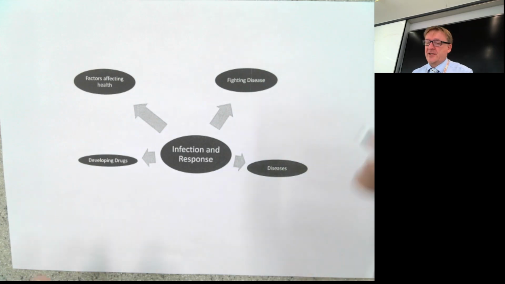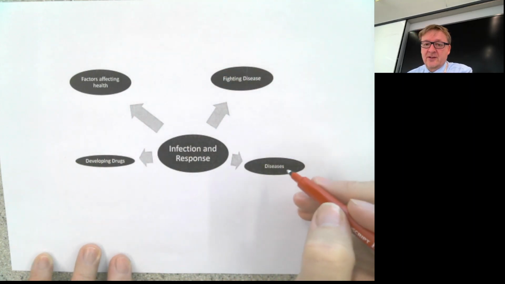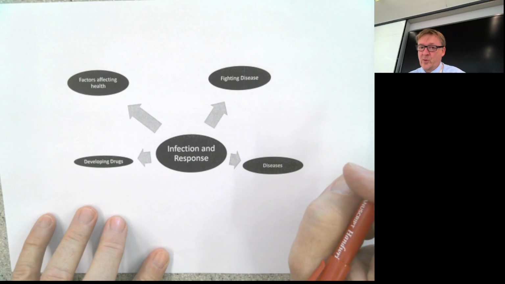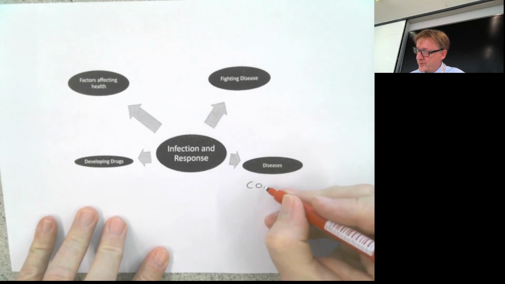Now, this unit is infection and response. Even though it looks like there are not very many sections to it, there's a lot of information in each individual one. So I'm going to start over here with diseases. Now, these have already been talked about before.